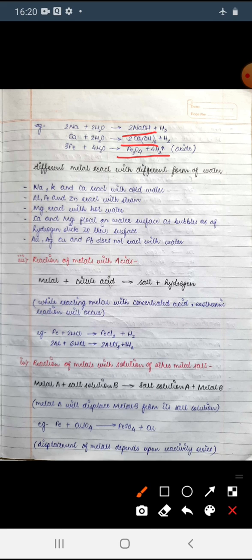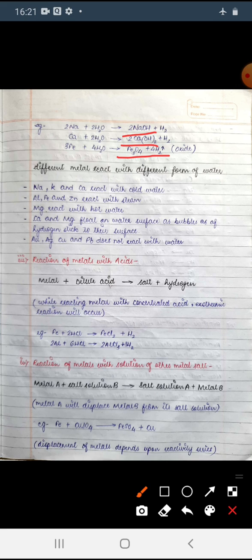So metal, when it reacts with dilute acid, forms salt plus hydrogen. While reacting metals with concentrated acid, an exothermic reaction will occur. If any metal reacts with a concentrated acid, then an exothermic reaction will happen and a huge amount of heat will be liberated. That's why we do not perform any activity with concentrated acid.